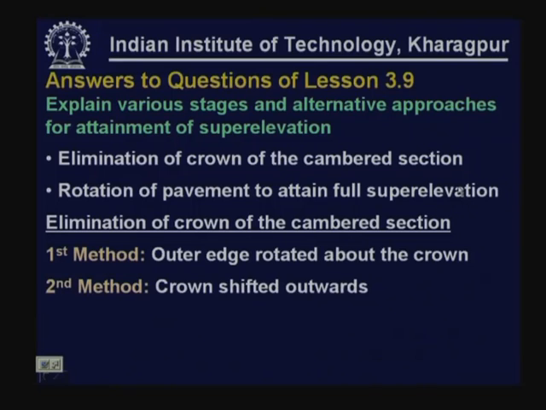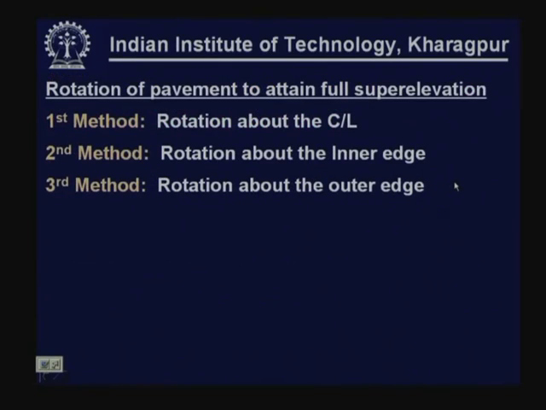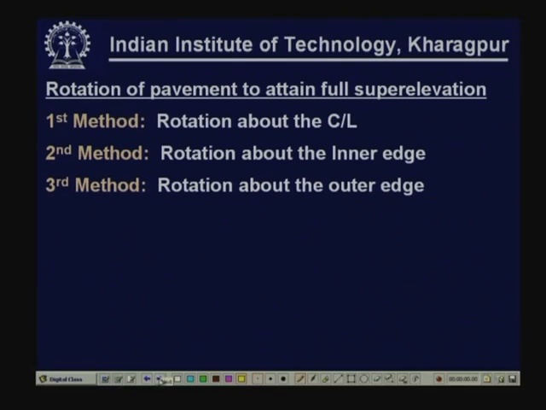The second stage is rotation of pavement to attain full superelevation. That means, after removing the crown, we have a uniform section like this. Okay. So, now to have the required superelevation, this is to be rotated. Now, this can be rotated with respect to center line, that is the first method. Rotation about the center line. So, maybe making it like this.